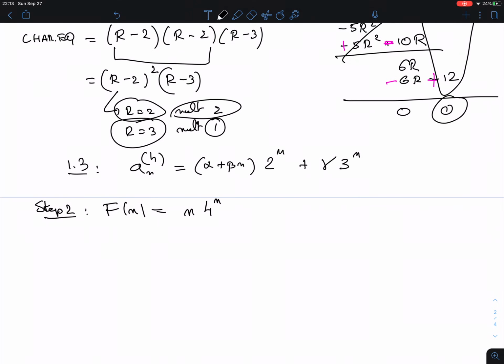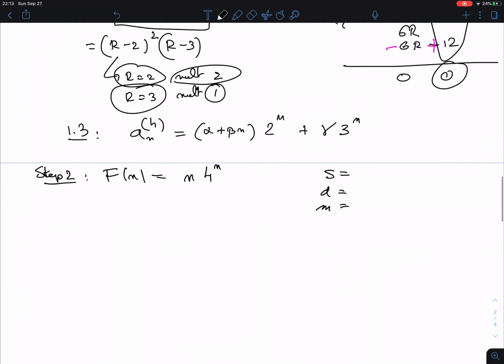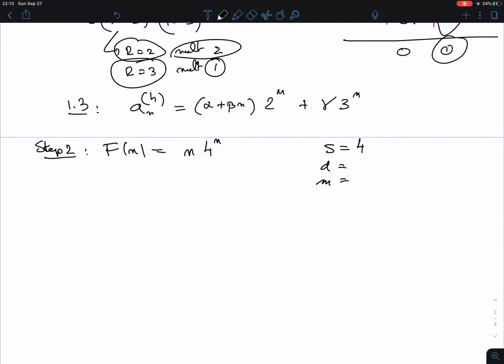n 4 to the n. So we have to determine what is s, what is d, and what is m in this guy. S is 4 here, right? This is the exponential part, if you want, the geometric part, that is the base of that is my s, and then the multiplicity of 4, let's already fill it in. Well, we know what the multiplicities are, and we see that this multiplicity is 0. Now, what is d? Well, that's the degree of this polynomial, which is 1.